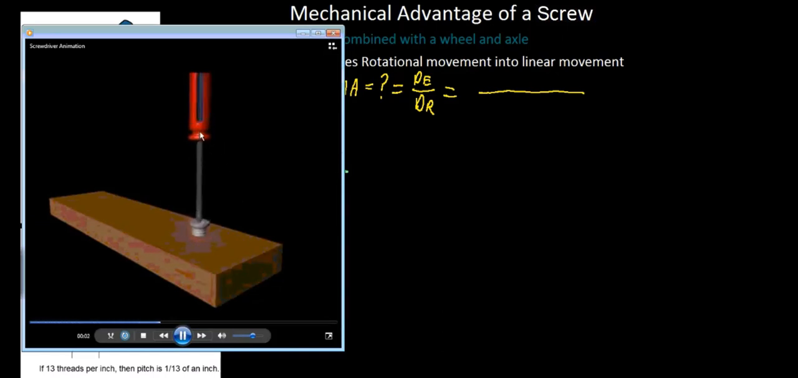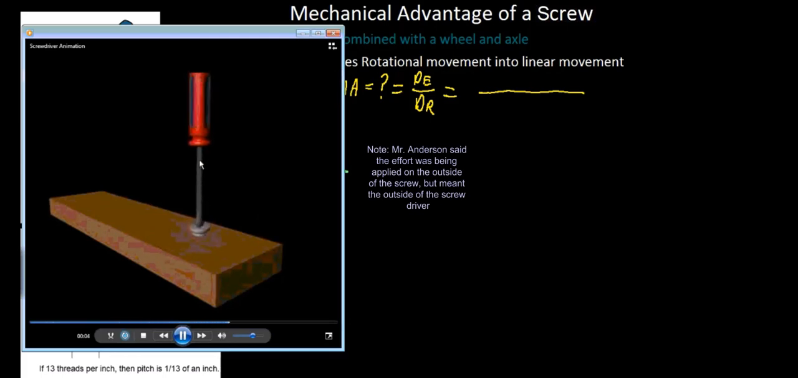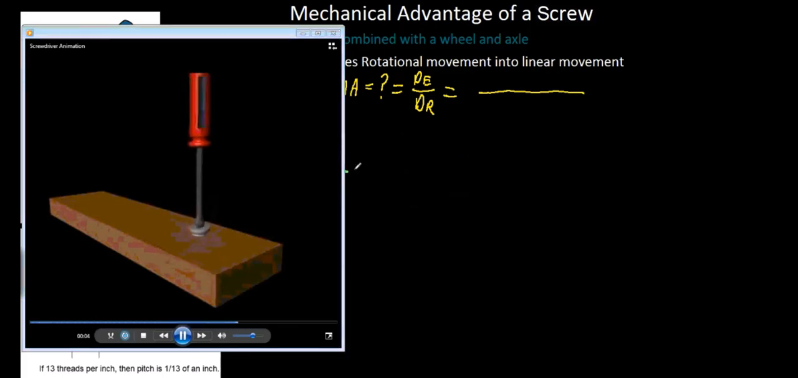If you look at this screw as it spins around, you think of the effort as where my hands go, where am I applying my effort? And it would be on the outside of this screw spinning. And you might say, what's the resistance? Well, it's the traveling of the screw linearly, or just how far the screw goes in a straight line, downward in this case.